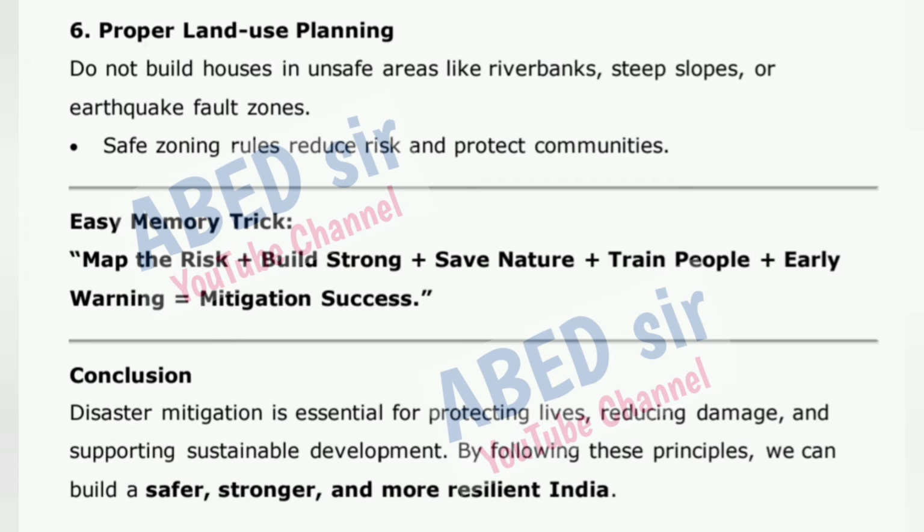Safe zoning rules reduce risk and protect communities. Easy memory trick: map the risk plus build strong plus save nature plus train people plus early warning is equal to mitigation success. Conclusion. Disaster mitigation is essential for protecting lives, reducing damage, and supporting sustainable development. By following these principles, we can build a safer, stronger, and more resilient India.